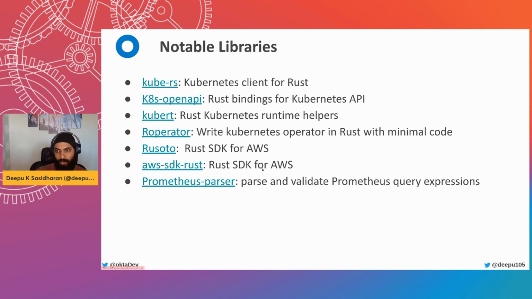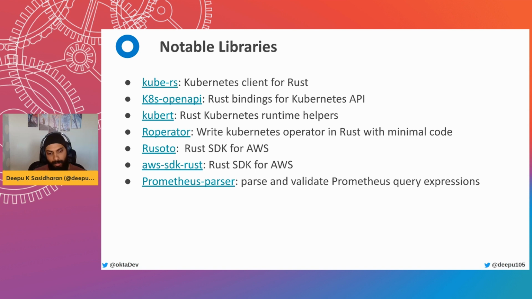Then you have Risotto, which is a Rust SDK for AWS, and of course there is also the official AWS SDK for Rust. And there is a Prometheus parser to parse and validate Prometheus query expressions. Of course, there are a lot more smaller libraries you would find. I just listed the ones with a lot of users, or a lot of downloads and stuff like that.